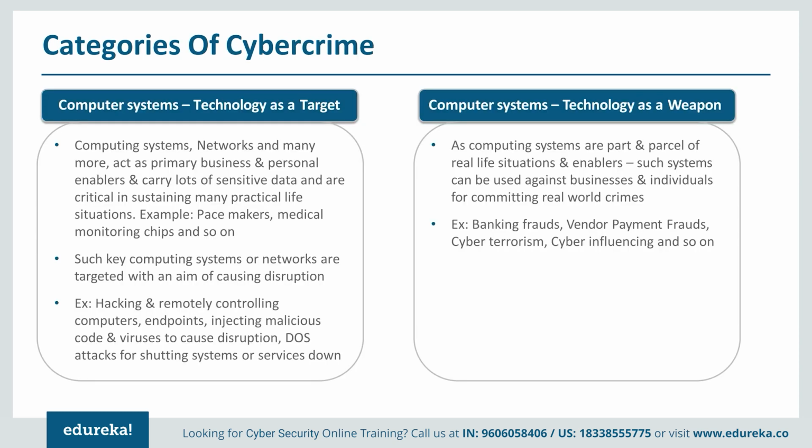What are the categories of cybercrime? Computer systems where the target is technology, and the other where technology is the weapon. The tools which are available for us and which we are demonstrating are not simply software. We call them weapons. A weapon can be used for protection as well as destruction. So we are using these weapons according to the purpose for which we use them.